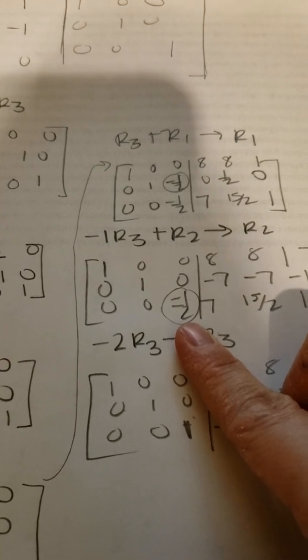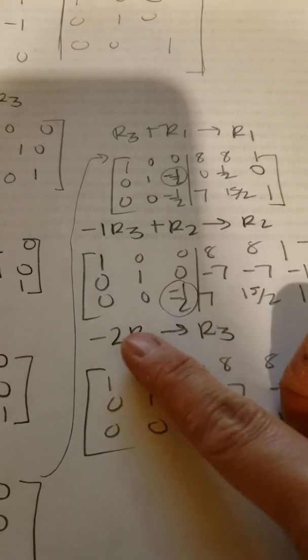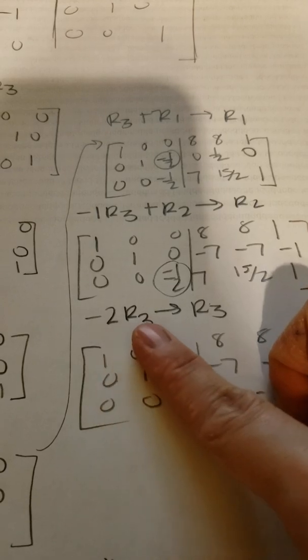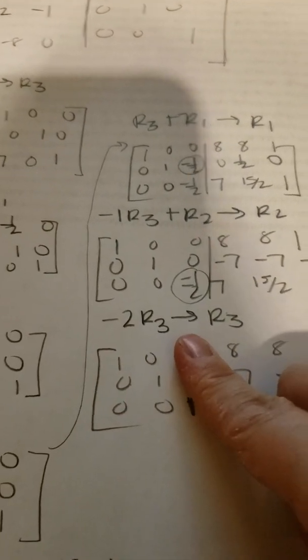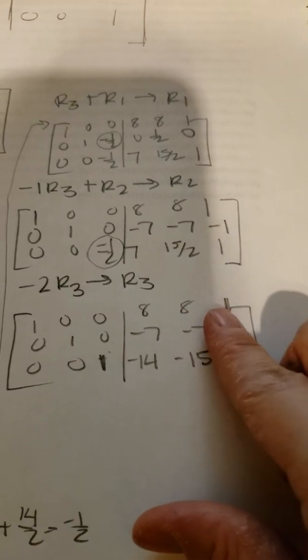Making a -1/2 a 1 is accomplished by multiplying by -2. So I did a -2 times row 3 to give me an entire new row 3. That is our identity matrix, therefore causing this to be your multiplicative inverse.